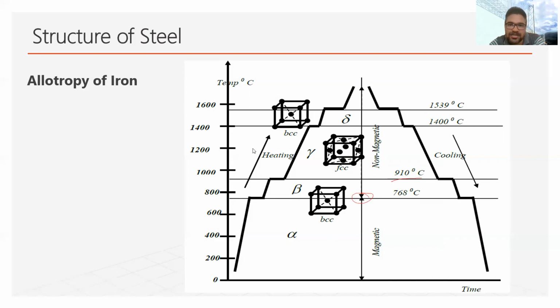Above 1539 degrees Celsius, it is converted to liquid form, and from 1539 degrees Celsius to 2700 degrees Celsius, it is in the liquid form. Above 2700 degrees Celsius, it converts into the gaseous form. So this is basically the allotropy of iron that we have to understand.